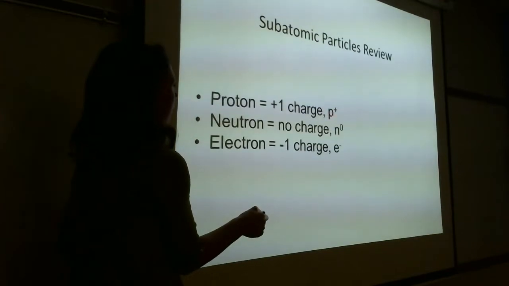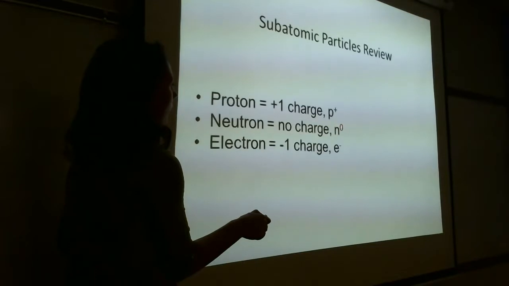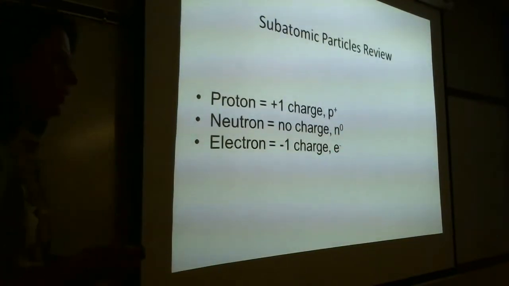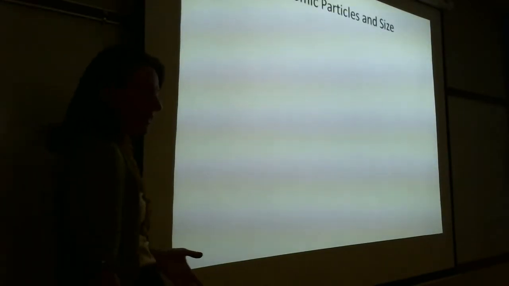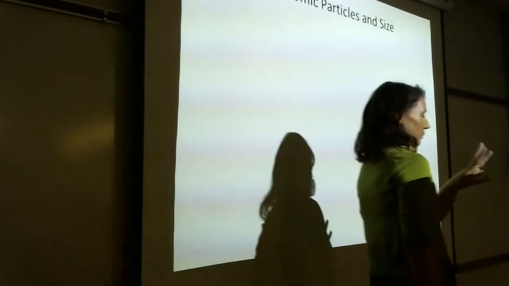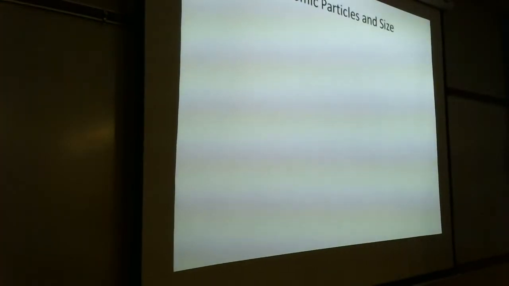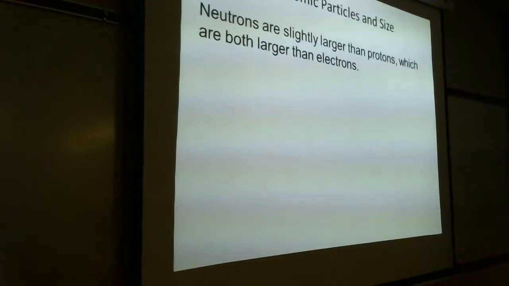Protons are represented as a P with a little plus sign. Neutrons, a lowercase n with a 0. And electron, little e with a negative sign. I think this is probably a review for everyone in here. And just to give you an idea, which of the three is the smallest, proton, neutron, or electron? Does anyone remember? Electron, and it's by a lot, right? Protons and neutrons are about the same size.